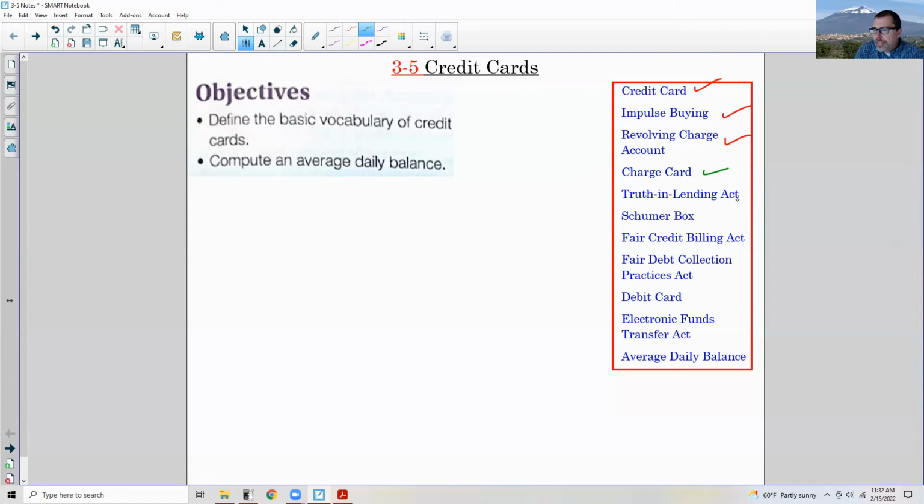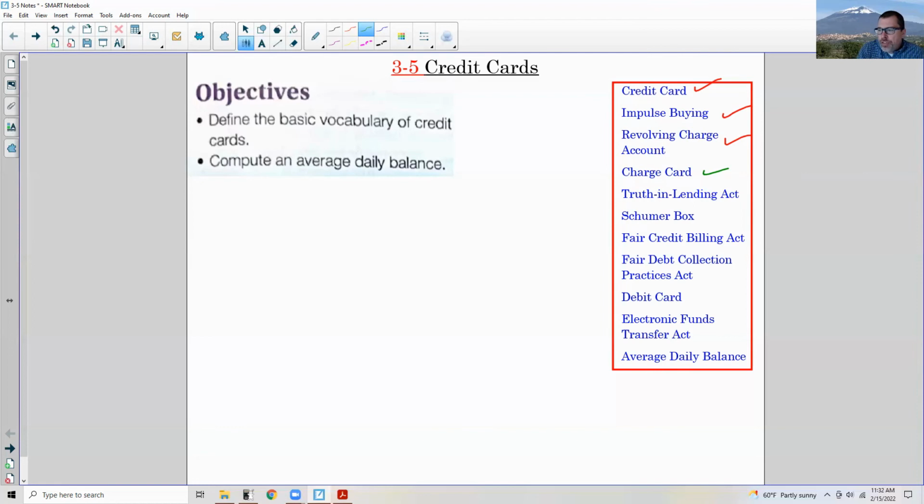All right, the Truth-In-Lending Act. The Truth-In-Lending Act protects you if your card is lost or stolen. If you report it lost or stolen before anyone uses it, you are not responsible for any charges after that point. If your card is lost or stolen and you don't report it missing and someone uses it, the Truth-In-Lending Act will protect you from having to pay the entire amount, and they will limit it to $50.